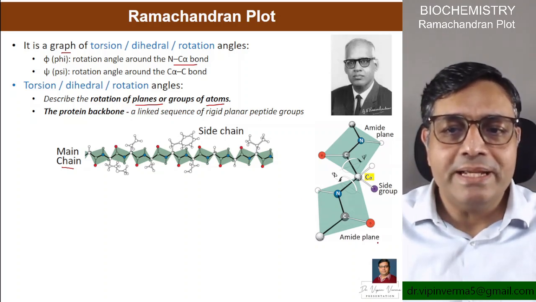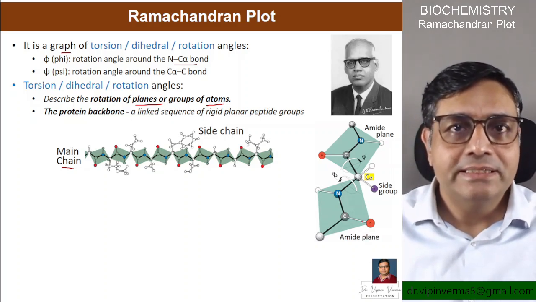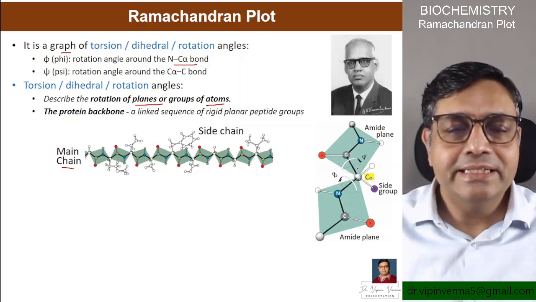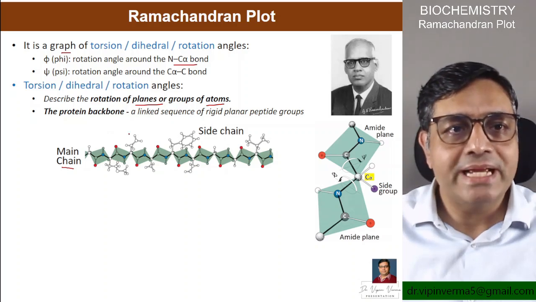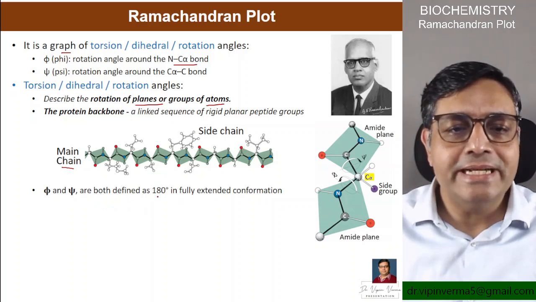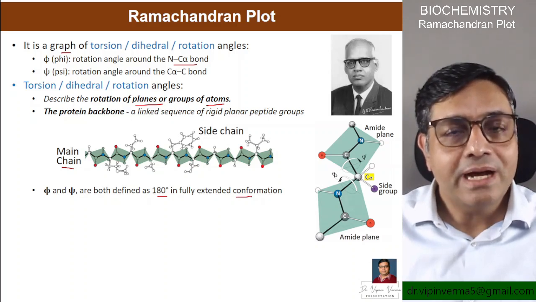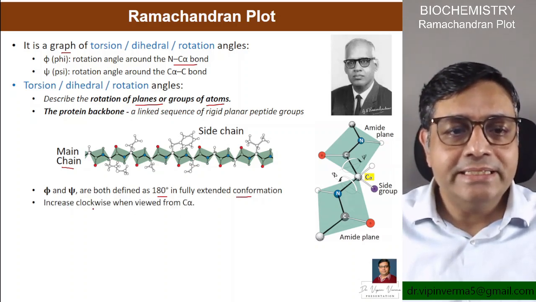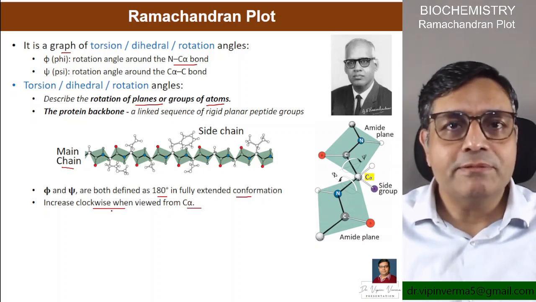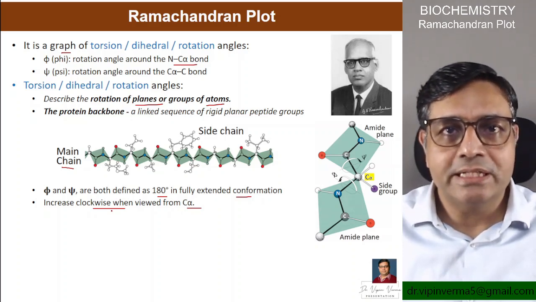So these amide planes are fixed, but the angles between the C alpha and N and C alpha and C can be rotated. Therefore, they are called the phi and the psi angles. So phi and psi are both defined as 180 degrees in the fully extended conformation. Okay, 180 degrees, and they increase clockwise when viewed from the C alpha. Now why clockwise? Because this is the mathematical convention which we are using. So just clockwise because it is a convention.